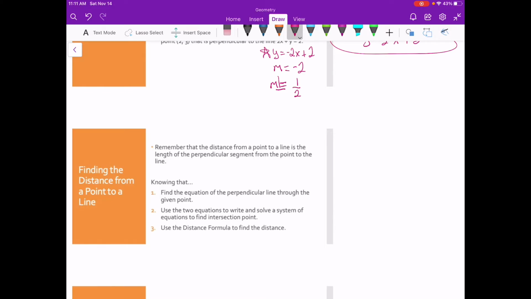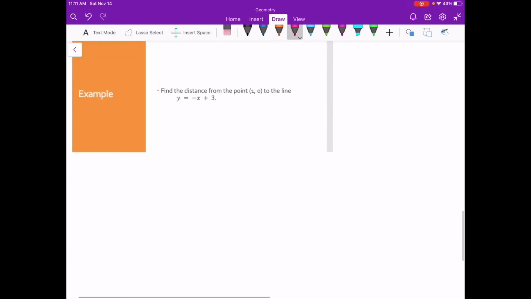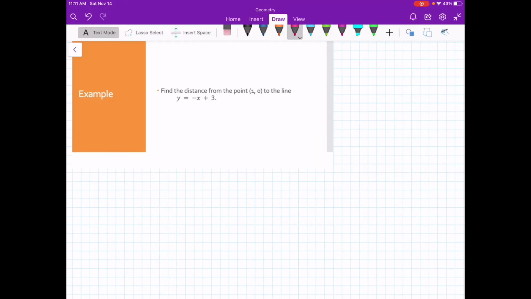Use the two equations to write and solve a system of equations to find an intersection point, and then use the distance formula. All right, I understand that that sounds like a lot, so let's do an example. Find the distance from the point (1, 0) to the line y equals negative x plus 3. So if we want to look at what it would look like on a graph, let's draw it.